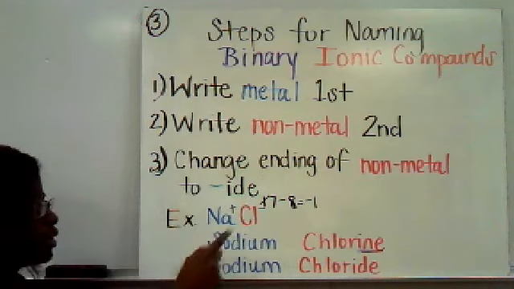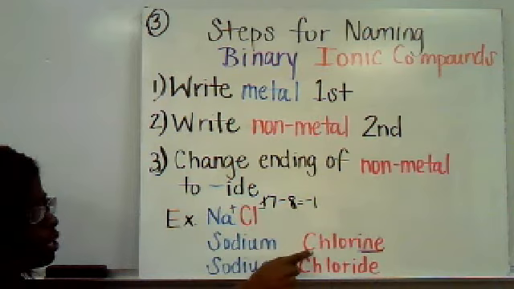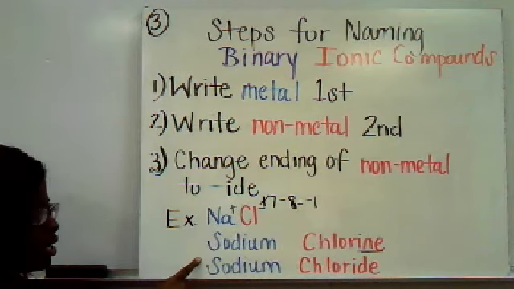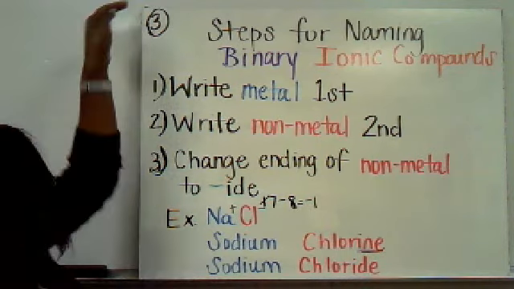Step 1, you write the name of the metal, sodium, you write the name of the nonmetal, chlorine, you change the ending of the nonmetal to "ide." So this compound is named sodium chloride.